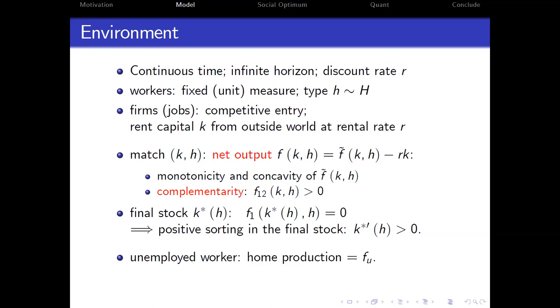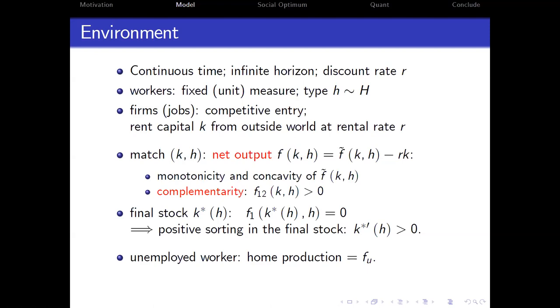Net output is just output, which has this tilde on the top. That's a typical production function minus the rental cost of capital. So this is the object that we're going to look at. So it's a typical monotonicity, concavity, and more importantly, complementarity between K and H.